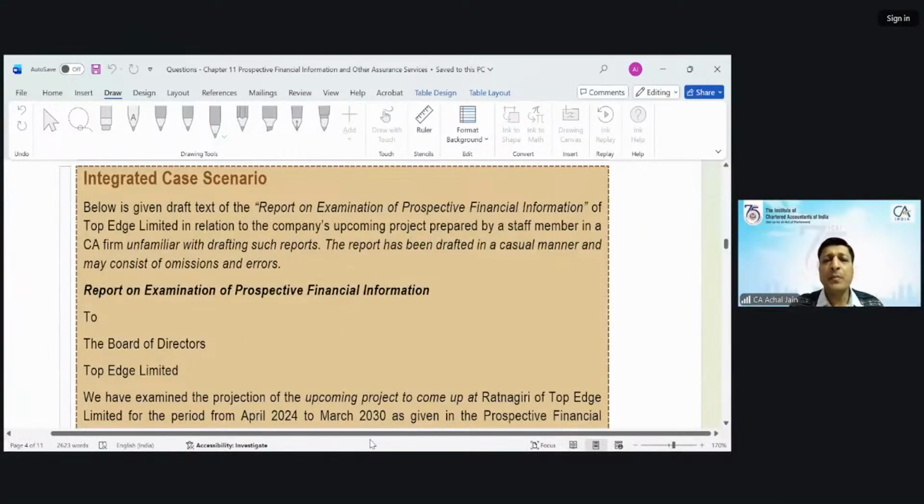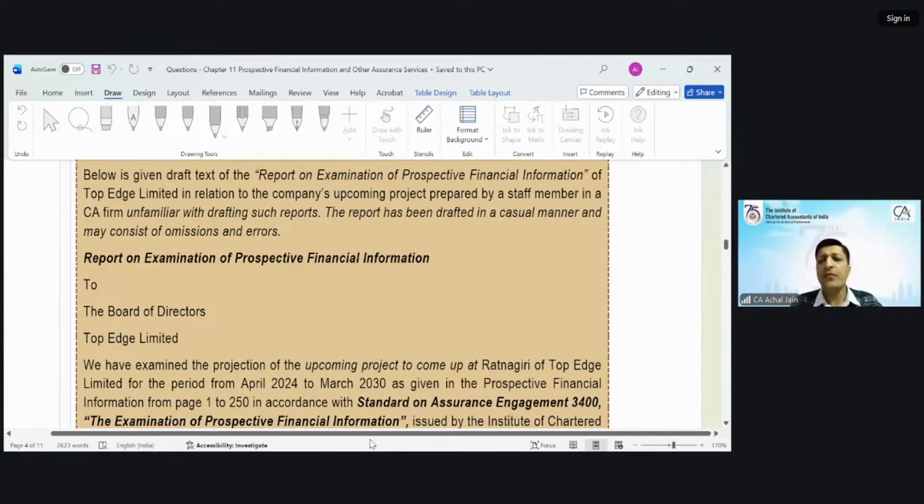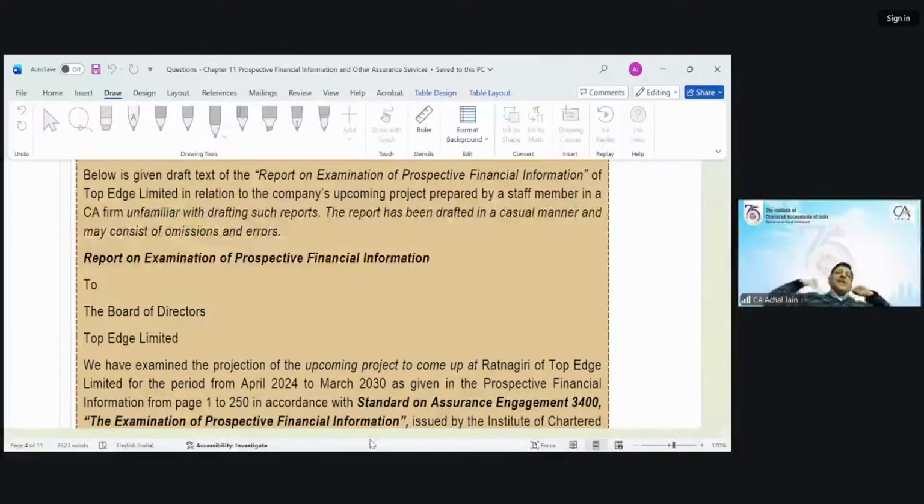So we are given a report on examination of prospective financial information of Top Edge Limited in relation to the company's upcoming project, prepared by a staff member in a CA firm unfamiliar with drafting such reports. So you can say the management has taken the assistance of a third party, which is usually done. Management will generally involve a third party for such type of exercises.